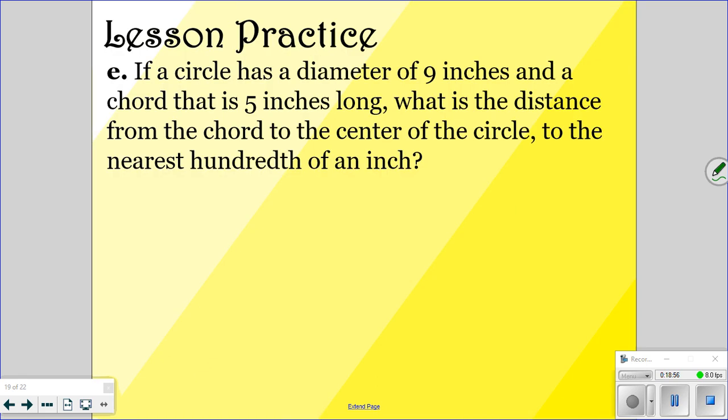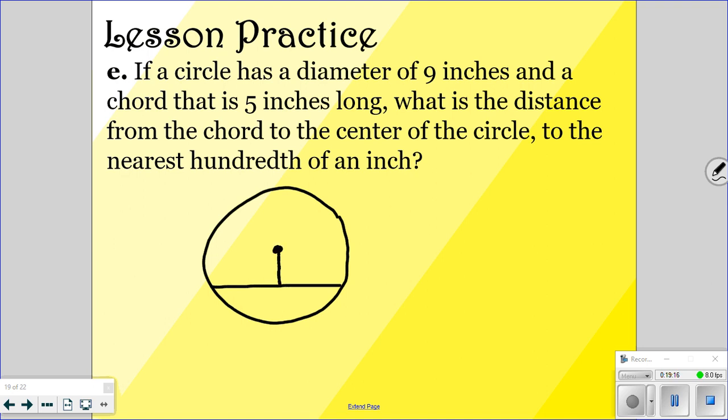All right, so let's look at one more practice problem. Actually, we have another one after this one. So let's see if y'all can do this one by yourself. So we have a circle and a chord that is 5 inches long. What is the distance from the chord to the center of the circle? If the chord is 5 inches long, that means that each side over here and here are going to be 2.5, because that's half of 5. And it said the diameter was 9, so the radius would have to be 4.5.